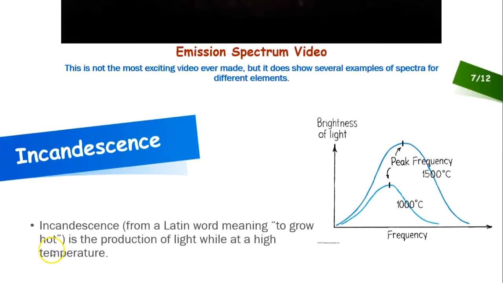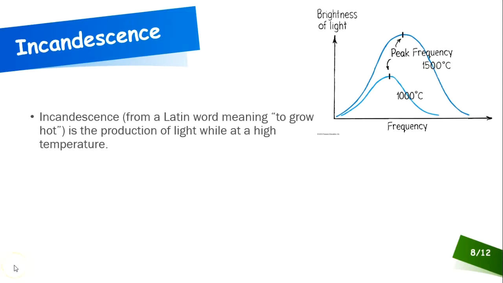And let's see if we can get this to go. There we go. So now that brings us to the concept of incandescence. Incandescence comes from a Latin word that means to grow hot, and that's why we call them incandescent light bulbs.